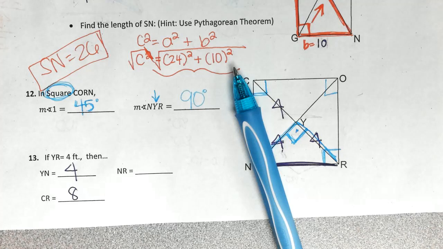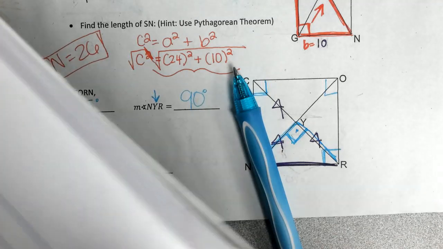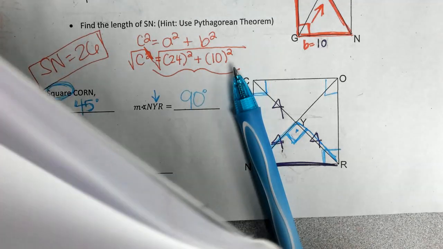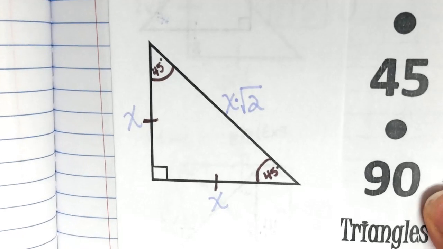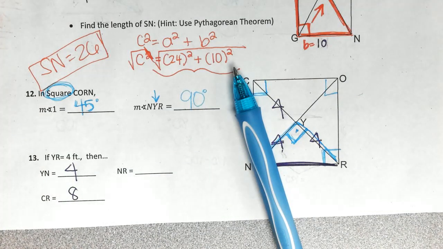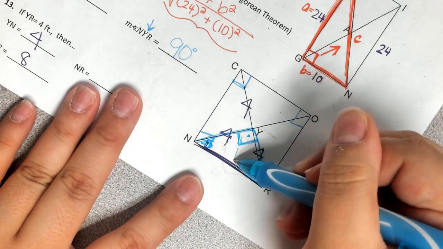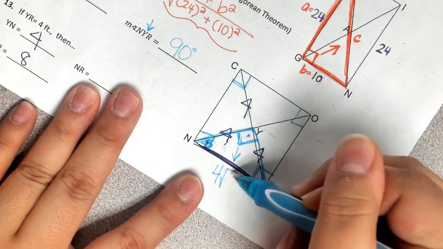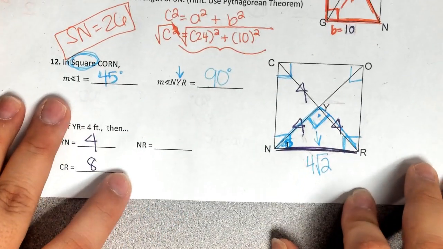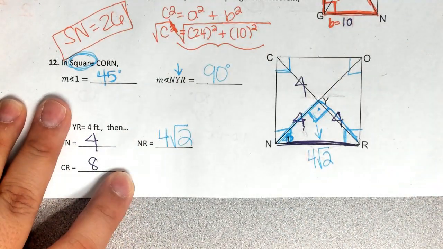Let's refer back to our 45, 45, 90 notes that we learned in the beginning of the month. What do we know about the diagonal of a 45, 45, 90 triangle? So what is my diagonal right here? It's 4 square root of 2. That won't be on your test, don't worry. I just wanted to rack your brains.